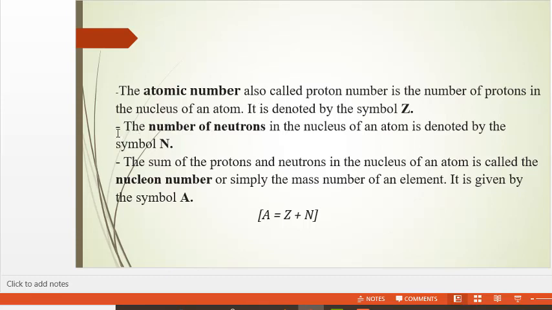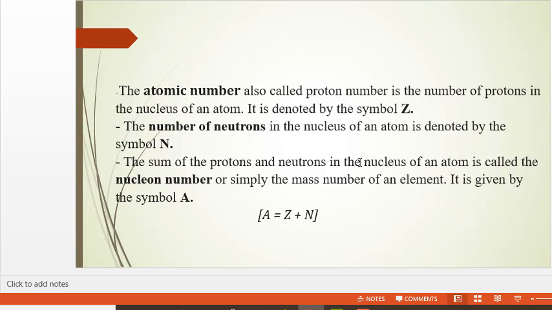Then we have another term here, the number of neutrons. The number of neutrons is just the number of neutrons in the nucleus of an atom, and it is denoted by the capital letter N. If we are to find the sum of protons and neutrons in the nucleus of an atom, that sum is what we call the nucleon number, or simply the mass number of an element.